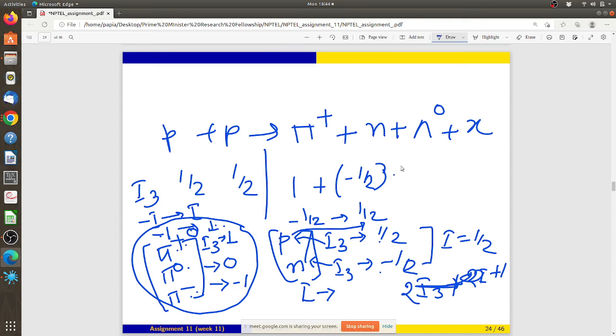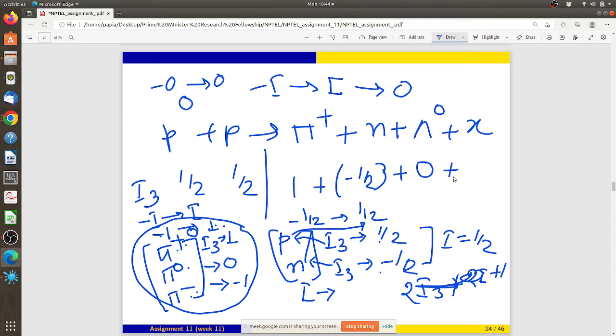So this one. Now coming to the lambda 0 part. What will be the value of I3 for lambda 0? I have told you that I3 will be minus I2 plus I value. So what was the value of I for lambda 0? 0. So obviously minus 0 plus 0 means what? 0. So that means lambda 0 has an I3 value 0.